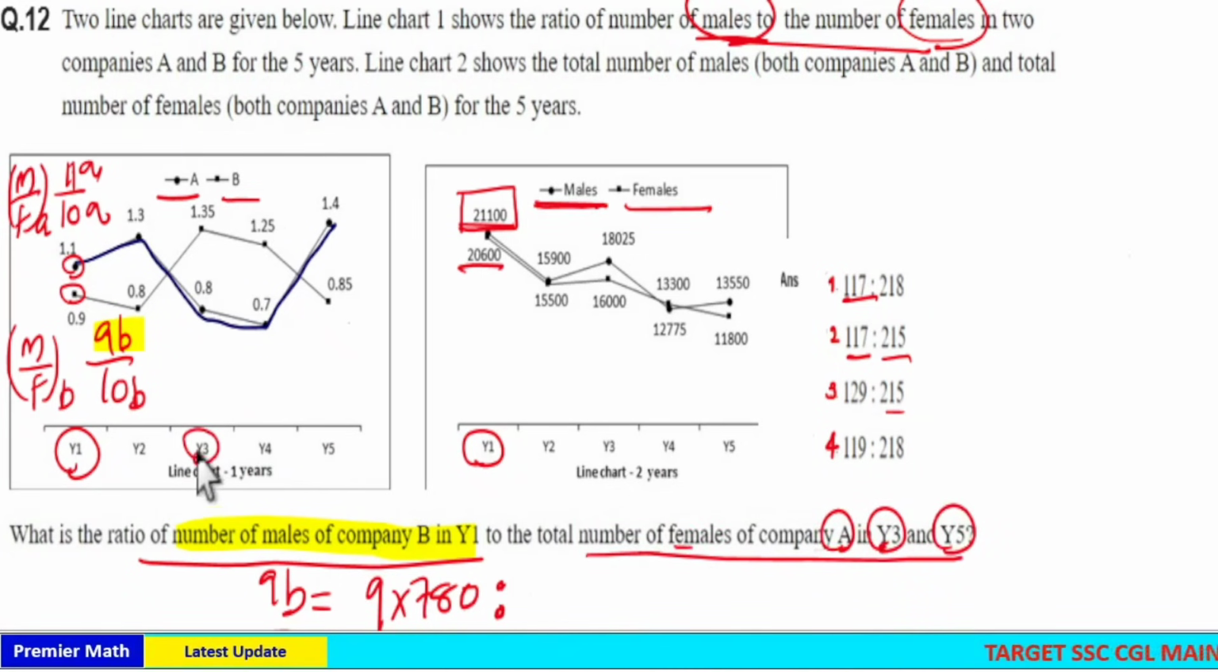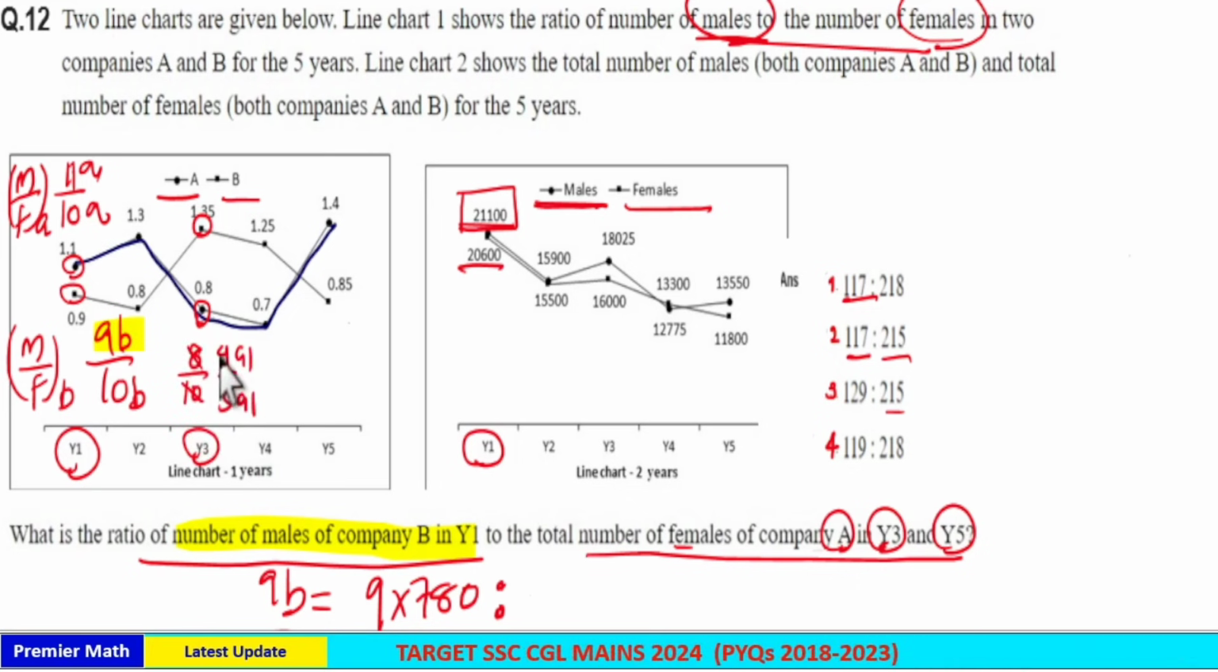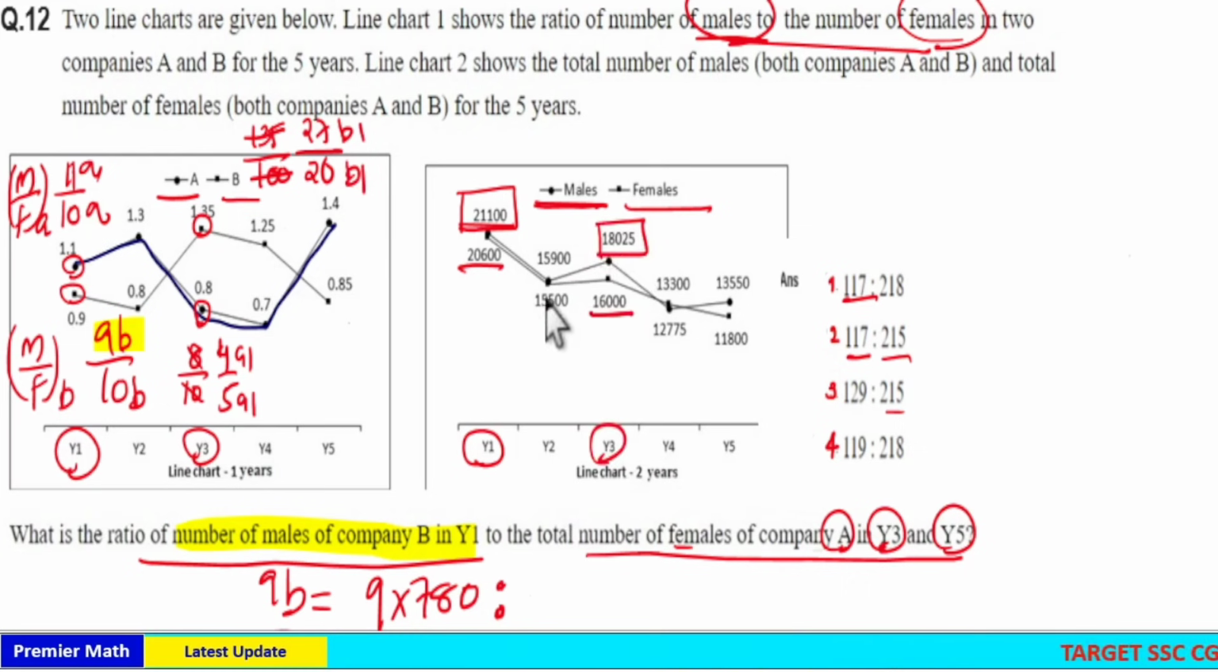Same way in Y3 you have 2 points, 0.8 and 1.35. 0.8 represent company A. 8 by 10 means 4 by 5. So take it as 4A1 by 5A1. Now 1.35 means 135 by 100. 5 goes 20 times in 100, 27 times in 135. So take it as 27B1 by 20B1. Now total men is 18025 in Y3 and women is 16,000. So here men represent numerator of ratio and women represent denominator of ratio.